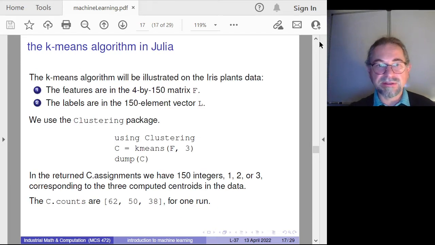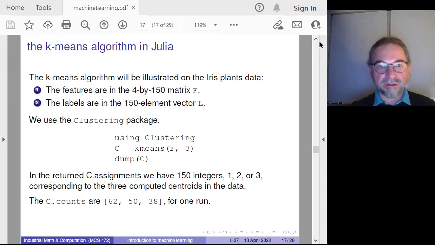But in some sense, in this course, we are solving problems, and what is most important is that we understand what it is that we are really doing here. So come back to the iris plants data. Two statements essentially, using clustering and then the k-means. Note that we have already extracted the features, the feature matrix, the capital F. Dump is interesting because with dump you can see all the fields in the output. So you will see that there is a counts.